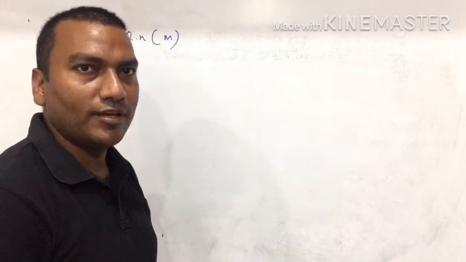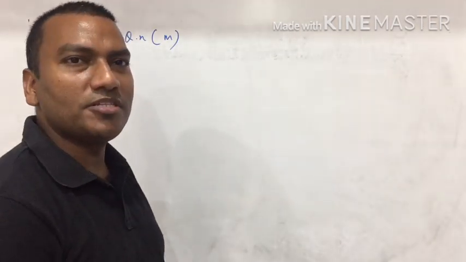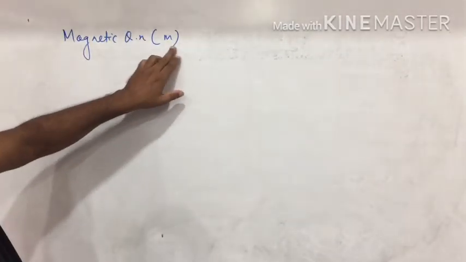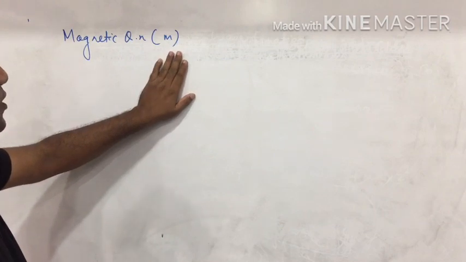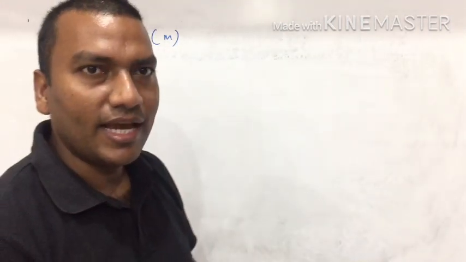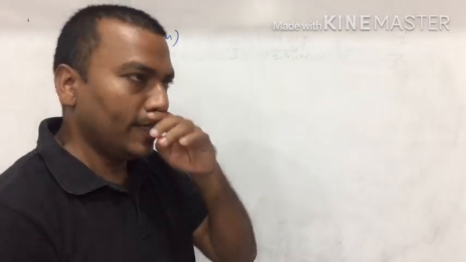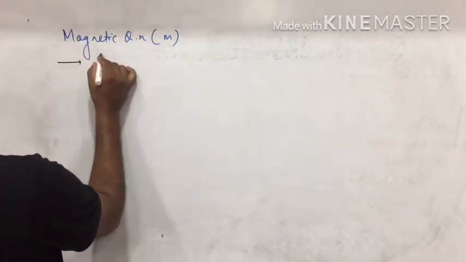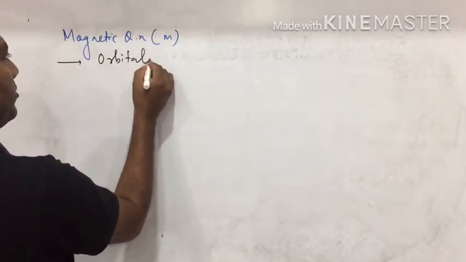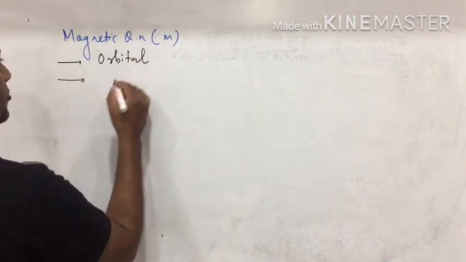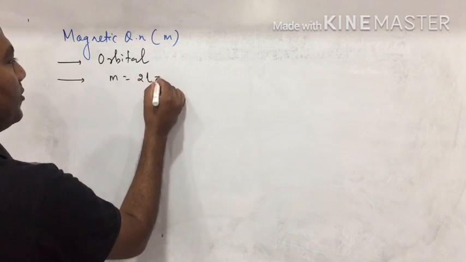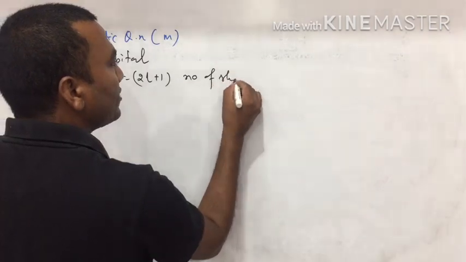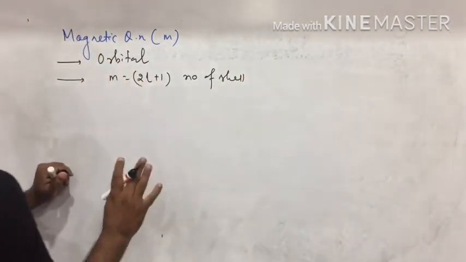So after azimuthal quantum number, the third quantum number is the magnetic quantum number. It is represented by small m. The principal quantum number explains the shell, the azimuthal quantum number explains the subshell, and the magnetic quantum number explains the orbital. It first explains how many orbitals are present in a subshell. Its formula is m equals 2l plus 1.